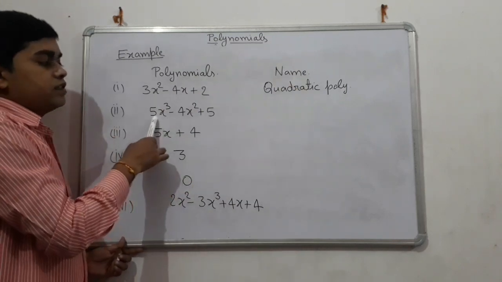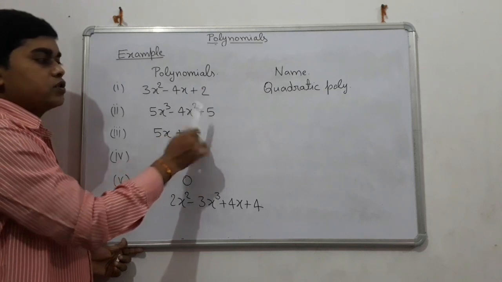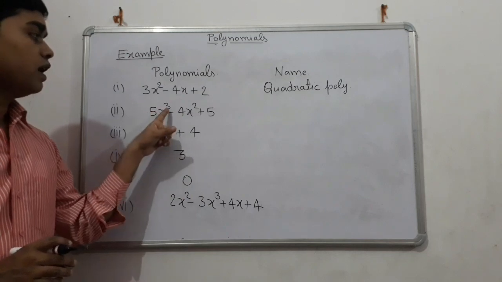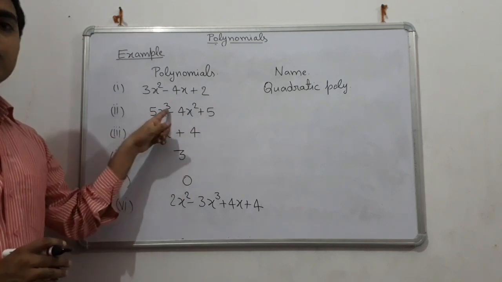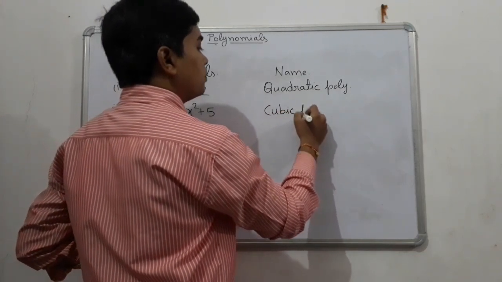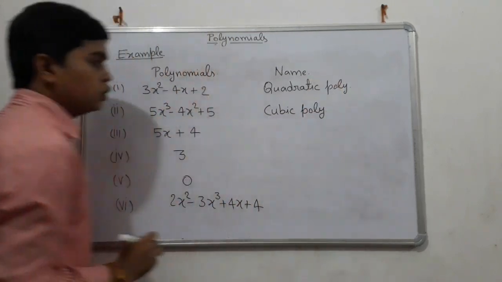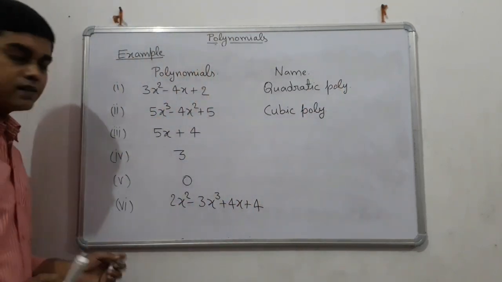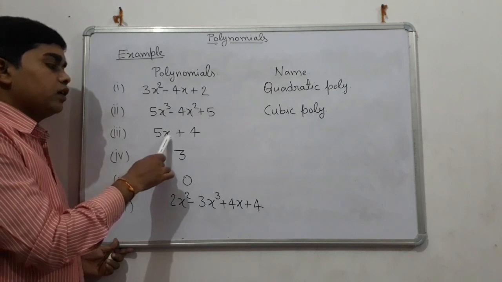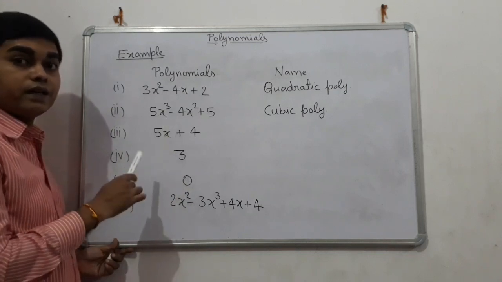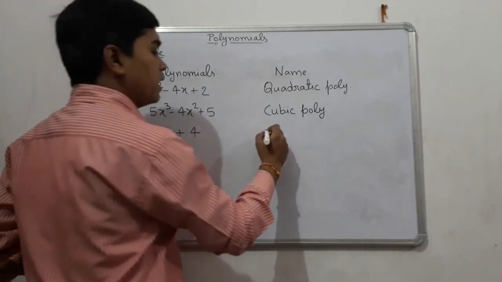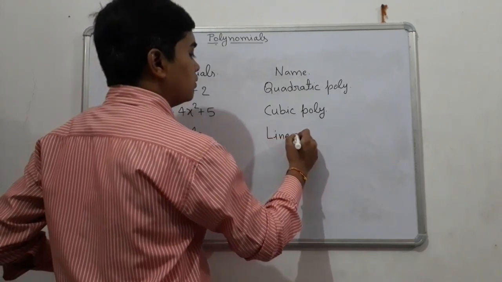Now see, in the second we have 5x cube minus 4x square plus 5. Now the degree of this polynomial is 3. Degree of this polynomial means highest power. So you see the highest power is 3. So if the highest power is 3, the degree is 3. So it will be a cubic polynomial. Now here in the third example, 5x plus 4. So what is the degree of this polynomial, children? Here no power on the variable means you can say here the power is 1. So the degree of this polynomial is 1. So you can say this is a linear polynomial.